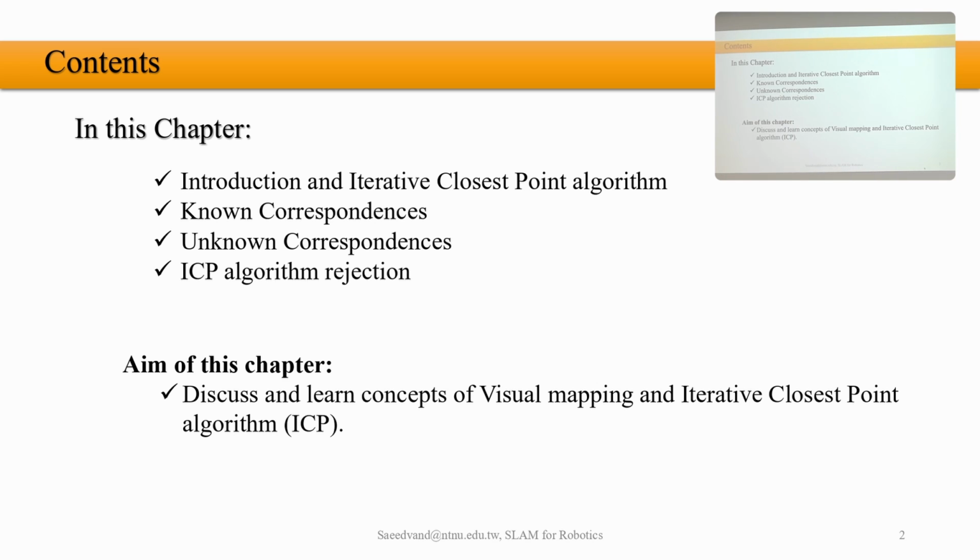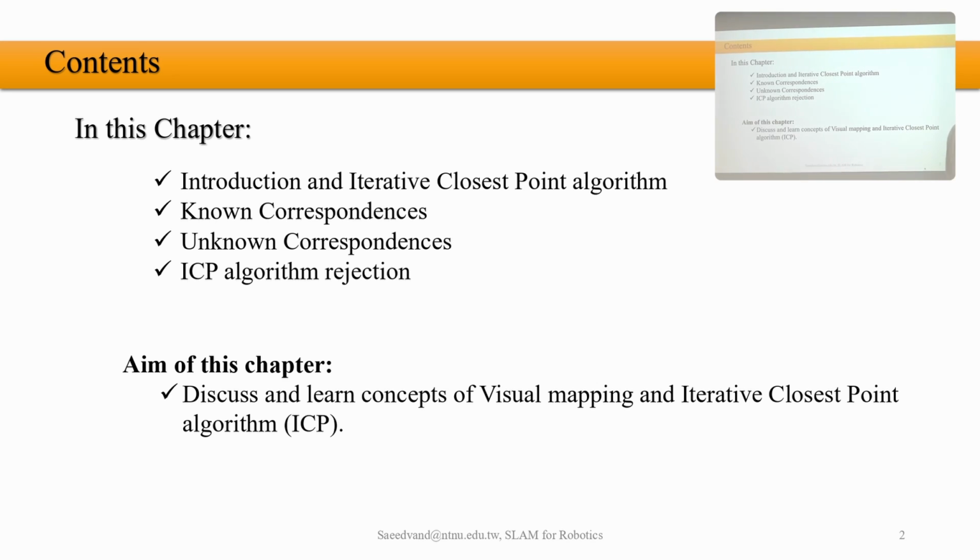We will start with an introduction to the ICP algorithm. We will talk about the known correspondences, the unknown correspondences, and different techniques of ICP, for example, the ICP algorithm for rejecting the outliers. And here you need to basically know what's happening with visual mapping in the form of 3D construction of the map. It is not only limited to 3D, we can use it for 2D construction of the map too.